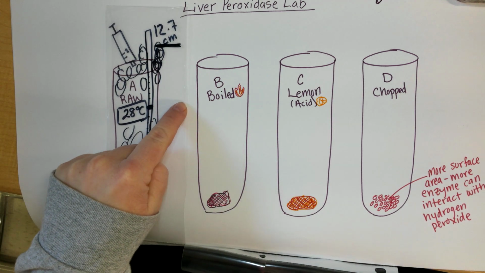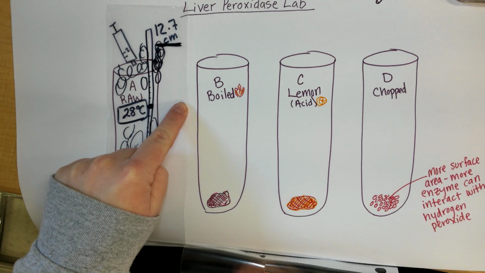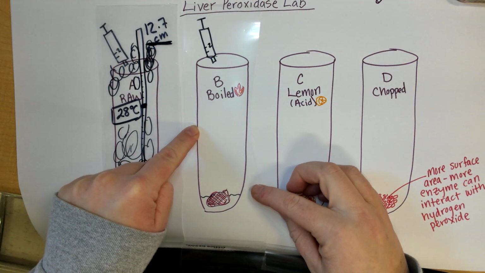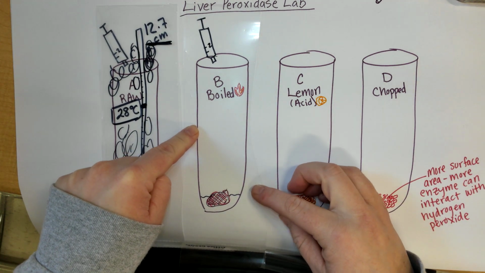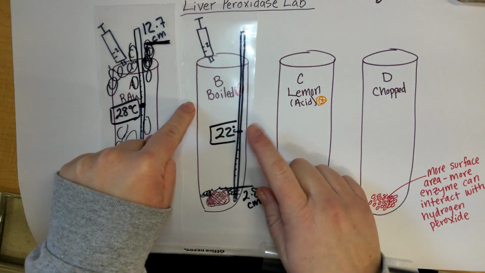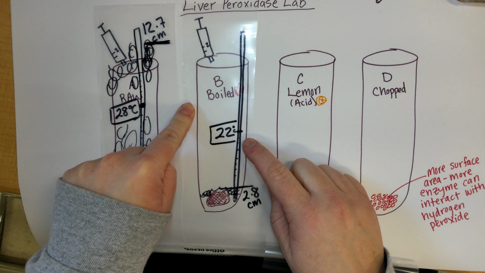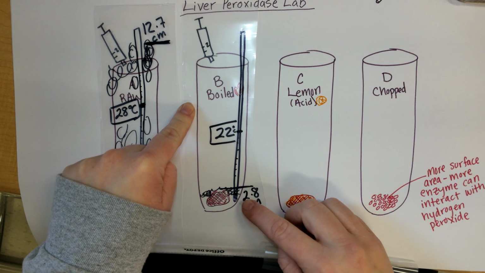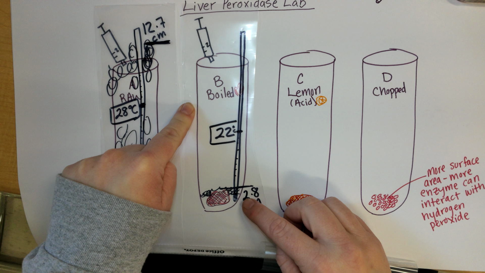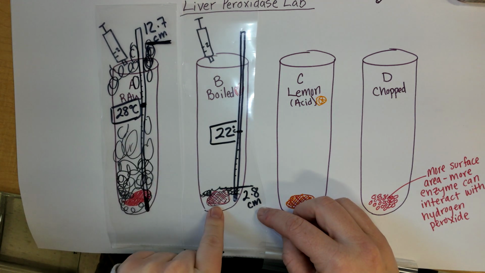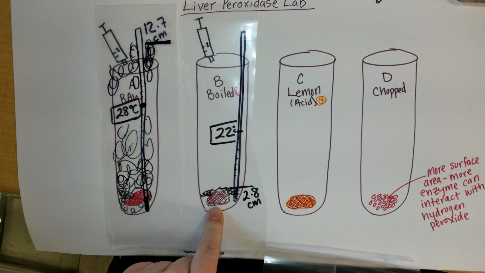Second, you guys tested the boiled liver. The boiled liver, we started off, and when you added the hydrogen peroxide, you saw basically nothing happen. The end result was basically 22 degrees Celsius, which is pretty close to our room temperature, so it didn't really increase. And the average height of reaction was only 2.8 centimeters. You can see the enzyme has been significantly affected by boiling it.